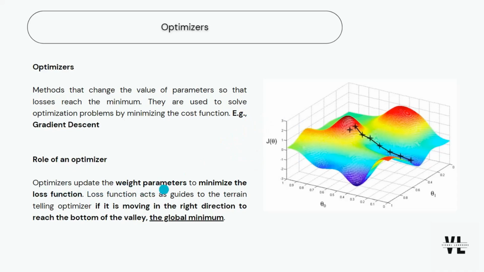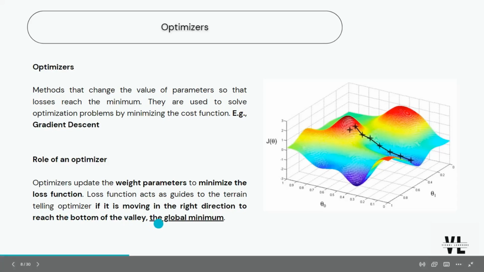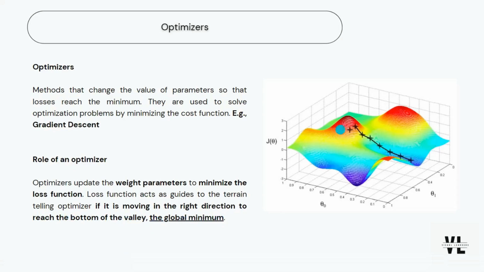Optimizers update the weight parameters to minimize the loss function, and the loss function acts as a guide to the terrain, telling the optimizer if it is moving in the right direction to reach the bottom of the valley, known as the global minimum. So the purpose of an optimizer is just to guide the cost function to find the global minimum.